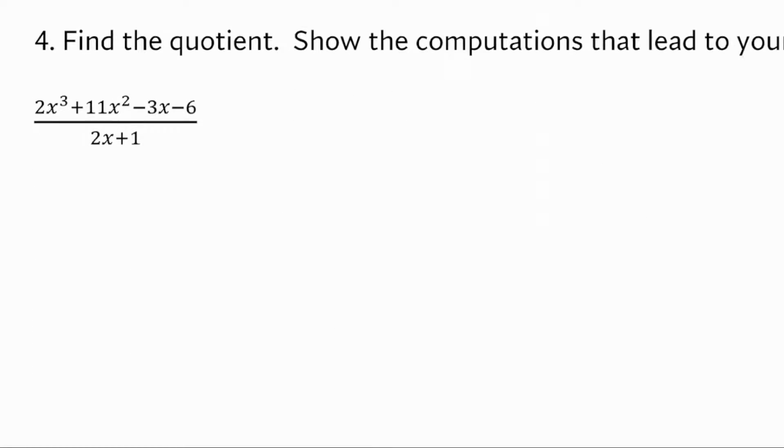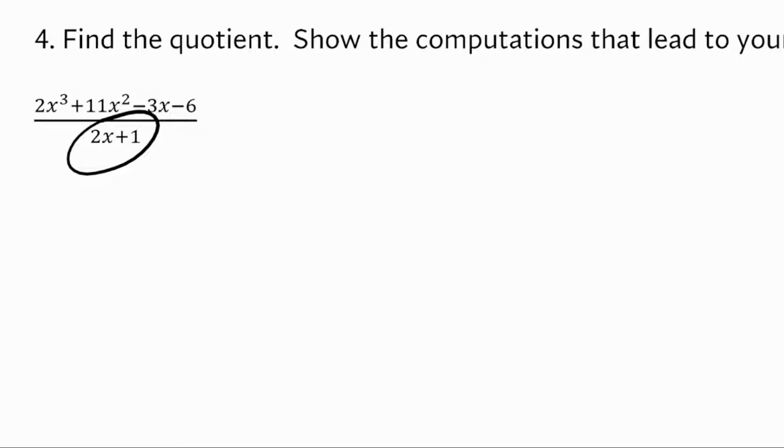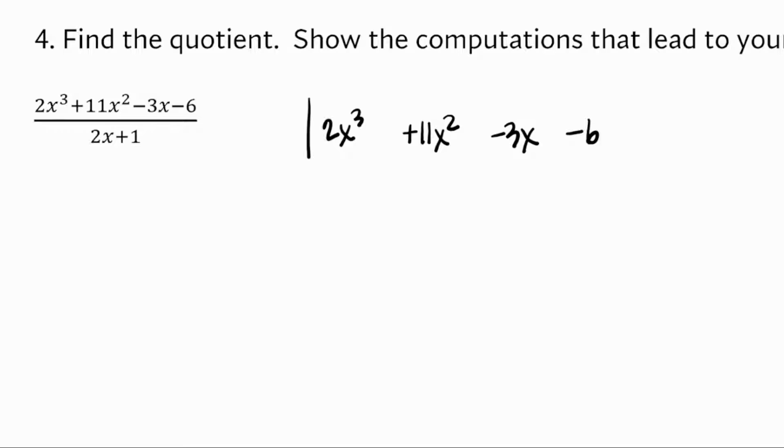Now we're going to find a quotient, and since we're looking at this denominator that is not just x plus a number or x minus a number, I'm going to recommend we use long division. So I'm going to set up for long division. 2x to the 3, positive 11x to the 2, -3x, and -6. I divide that by 2x plus 1.